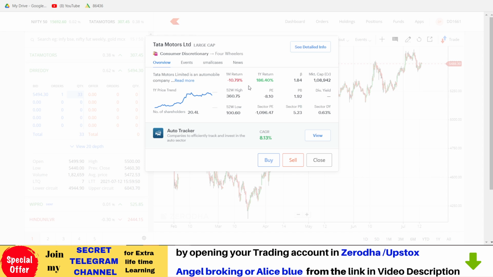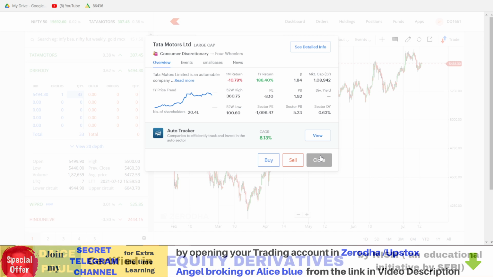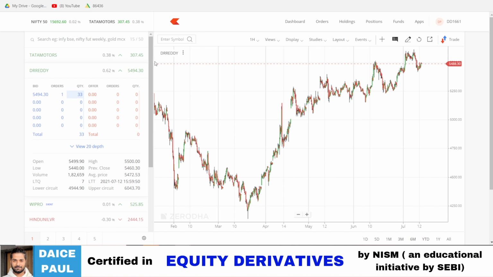And there are many other advantages. If you're doing a fundamental analysis, very good. So you can go to detailed info. It will go to a different platform called Ticker Tape, which is very helpful for fundamental analysis. But as a beginner, I'm sure you will not be using it right now, but keep this in your mind.